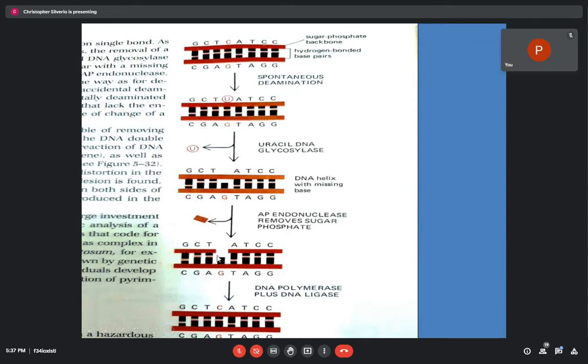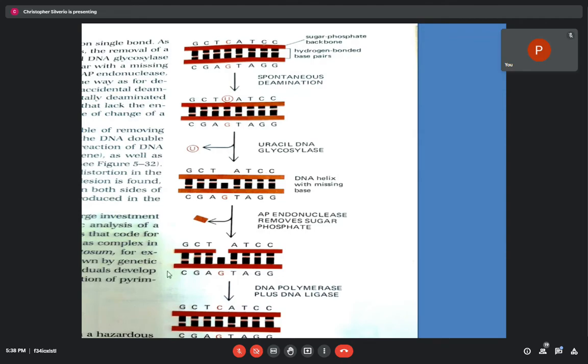And how are you going to repair this gap? Now, how will you restore this gap? And this could be done by DNA polymerase. The DNA polymerase will bind on this, and then it will restore the normal pairing of guanine, making it cytosine. Okay, so the normal pairing between guanine and cytosine is now restored.